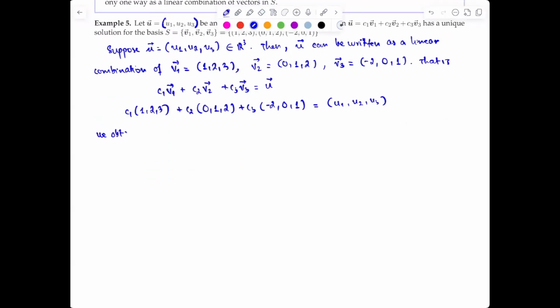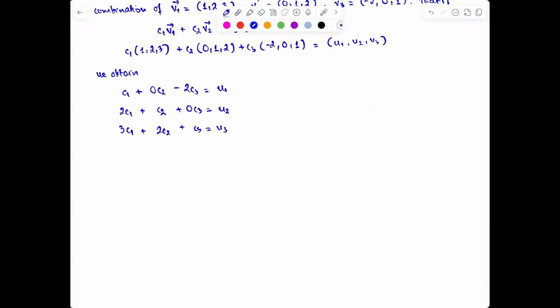We obtain c1 plus 0 c2 minus 2 c3 equal to u1. The second equation is 2 c1 plus c2 plus 0 c3 equal to u2. And the last equation is 3 c1 plus 2 c2 plus c3 equal to u3. All right. And again, in this case, you don't have any specific values for u1, u2, and u3. What you do is that you just need to form a coefficient matrix, find the determinant of the coefficient matrix and make sure that the determinant is different from 0.